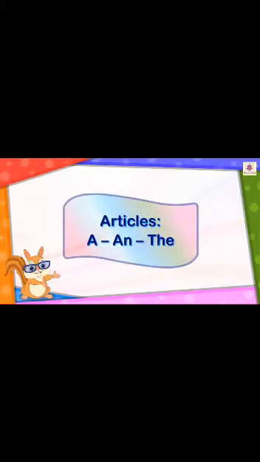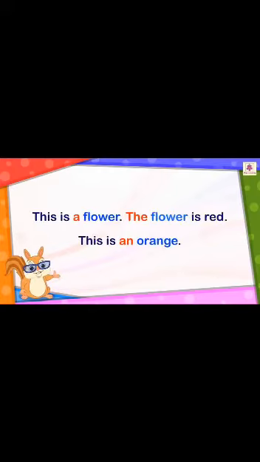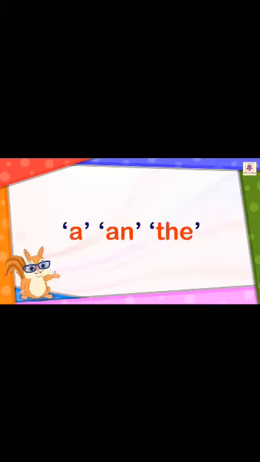Articles a, an and the. Look at these pictures. This is a flower. The flower is red. This is an orange. We have used a, an and the to point out the nouns flower and orange. These words, that is a, an and the, used to point out nouns are called articles.